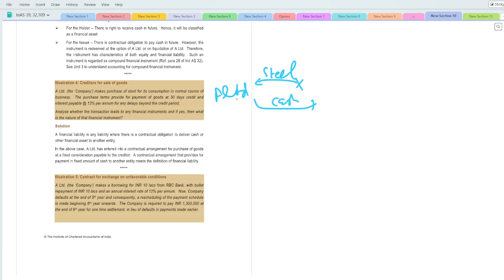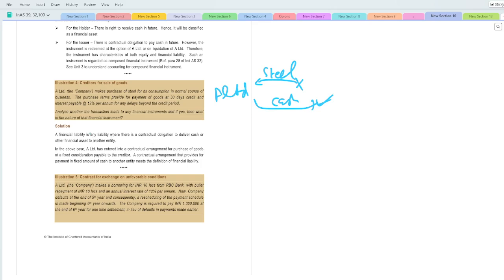On this cash, interest applies if there is a delay. That is a penalty. Otherwise, the purchase terms provide for payment in 30 days, and the interest payable is at 12% for the delay. Okay, so this is in the future. That's why this is a financial liability for A Limited.